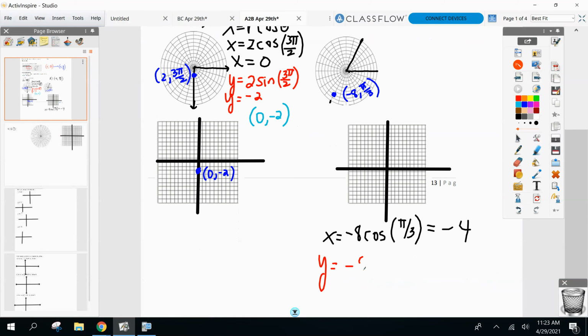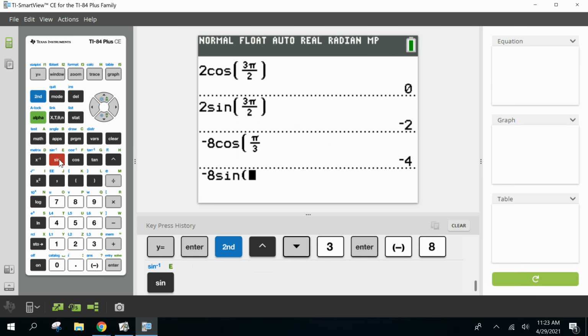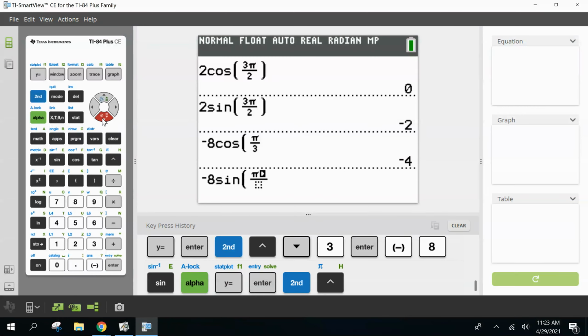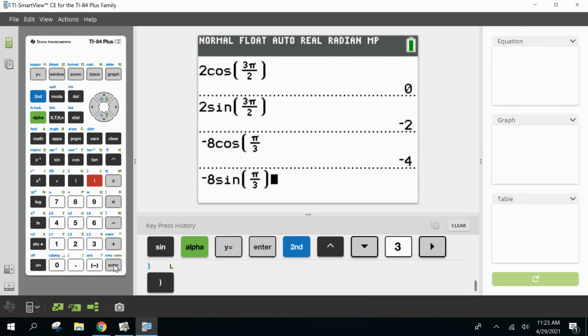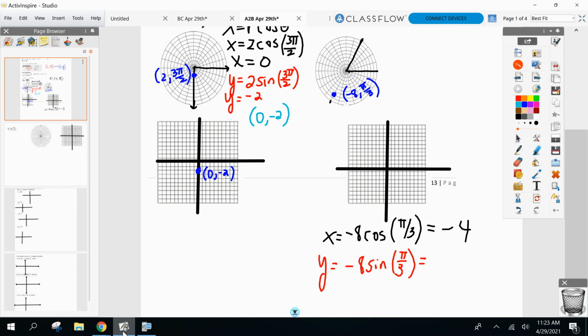So to find the y coordinate, -8, now plug in sine pi over 3. I need you guys, if it is a decimal, just make it easy on everyone, round to the nearest tenth. All right, round to the nearest tenth. So -8 sine pi over 3. Just a reminder, got to remember these formulas for the quiz on Tuesday. I won't give them to you. -6.9. So there's your coordinate, -4, -6.9.